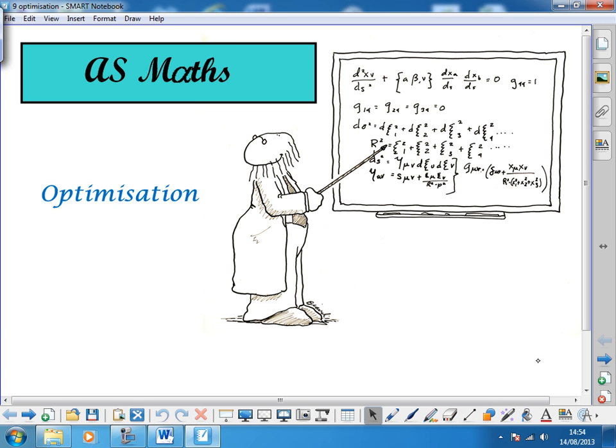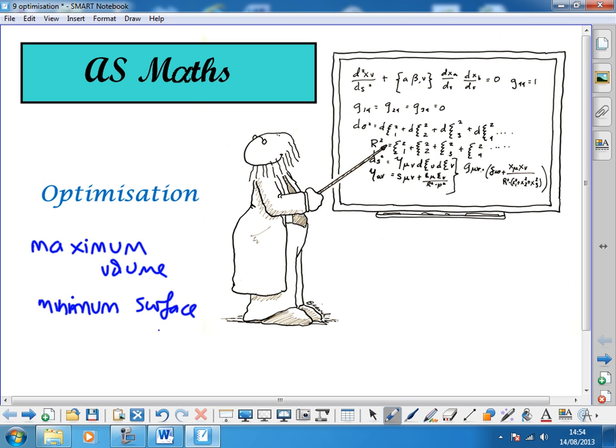So this topic from C2 doesn't come up that often, but when it does, it's worth a lot of marks. So it's a good idea to understand. It's when you're looking for how to find the biggest or smallest something can be. So optimising is max. So you're looking for maximum volume, for example, or maybe minimum surface area, or something like that. Something like that you're trying to solve.